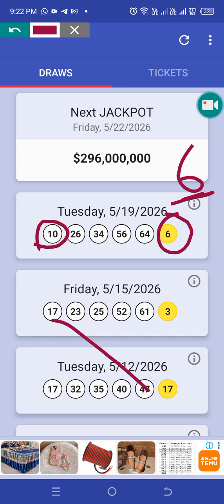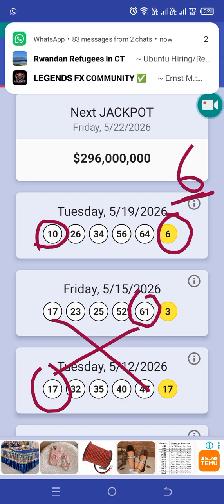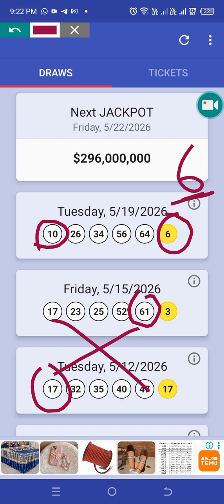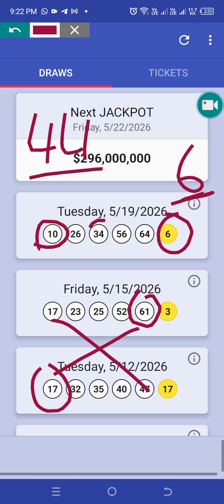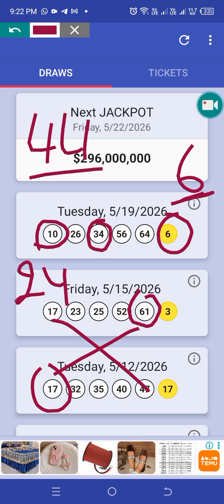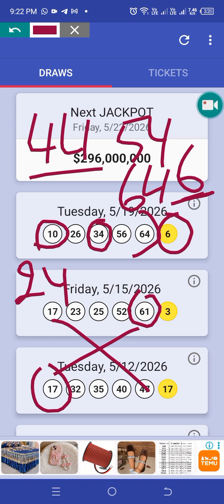Okay, let's move to here so that we know. This one, when you do minus, it's gonna be 61 minus 17 is equal to 44. Now we have a 44 plus or minus 10 is 34 and 24, plus 10 is 54 and 64. You can see that there is 64. Yeah, so that is how it is. Let's move.